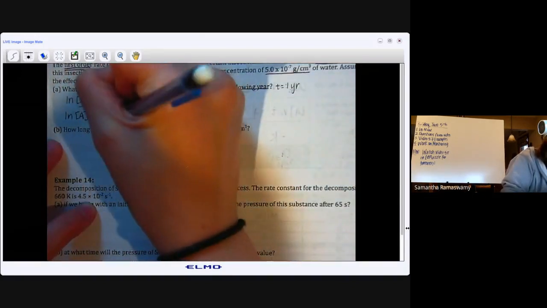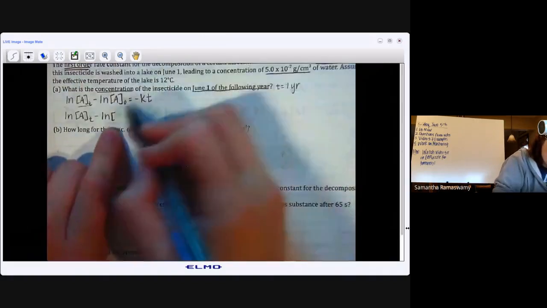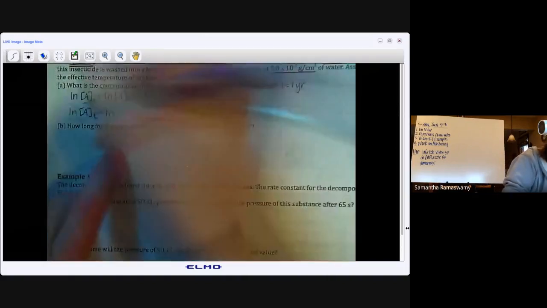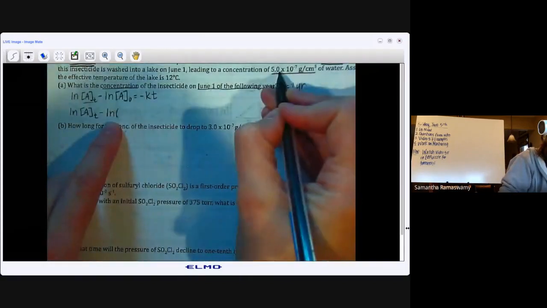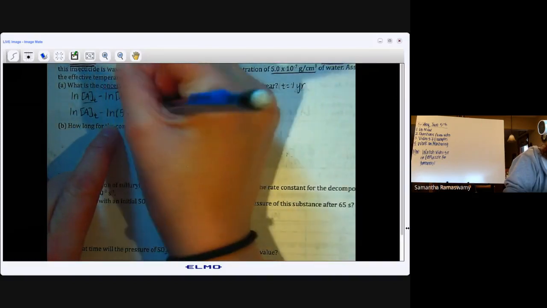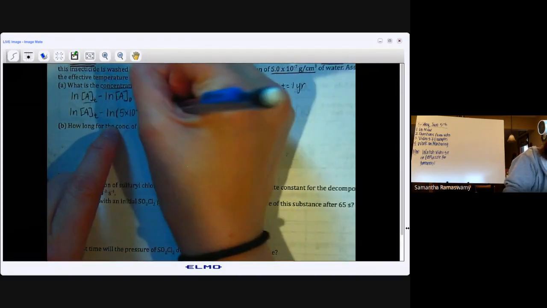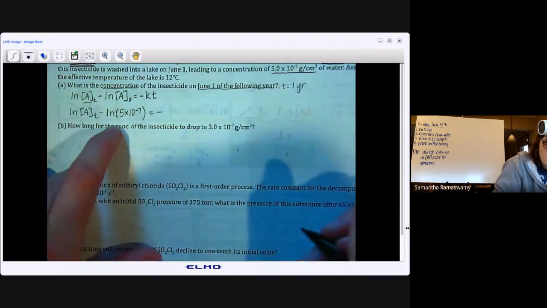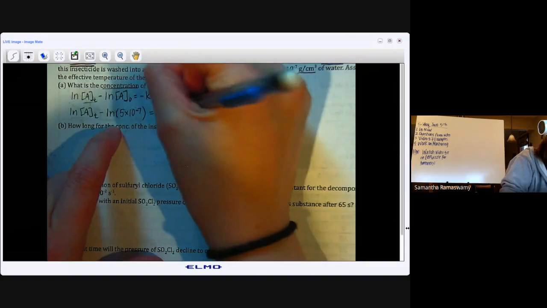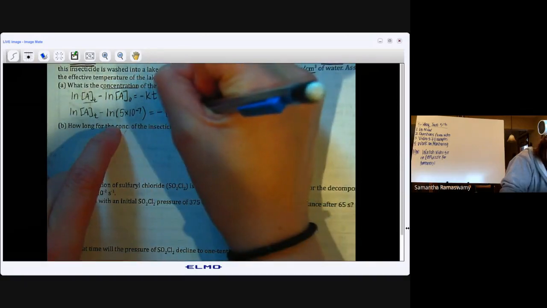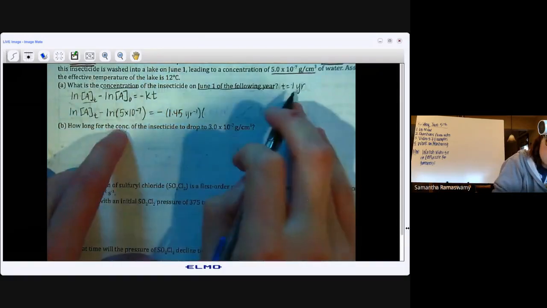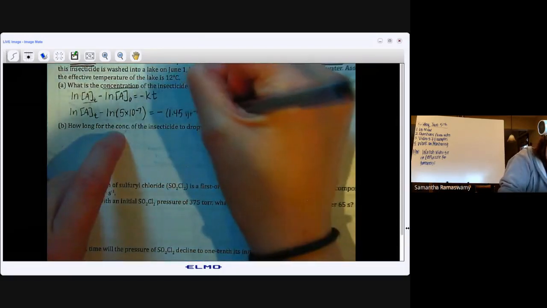Minus the natural log of the initial concentration. Right? So the initial concentration is 5 times 10 to the negative 7th grams per centimeter cubed equals negative k. They gave us the rate constant, 1.45 per year. And the time they gave us was 1 year.